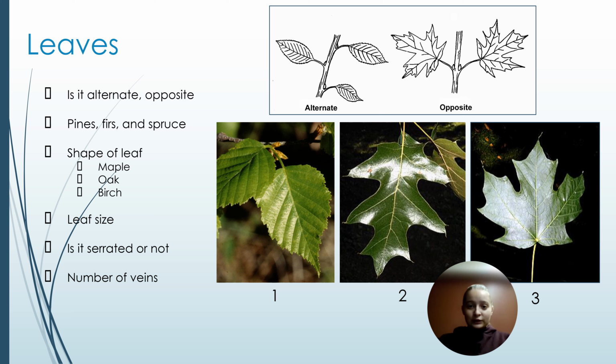You look at a few different things when identifying a leaf, be it the size, the shape, or if the leaf's edge is serrated or not. The three leaves I'll be going over are in image 1, paper birch, image 2, black oak, and image 3, sugar maple. As you can see, they are all different.